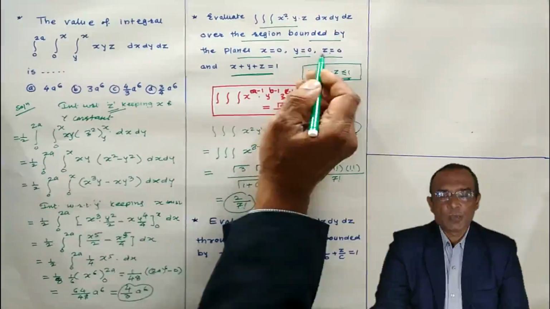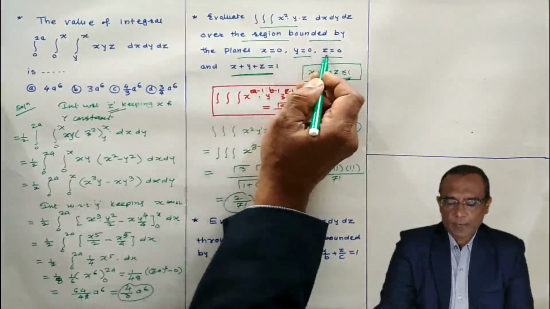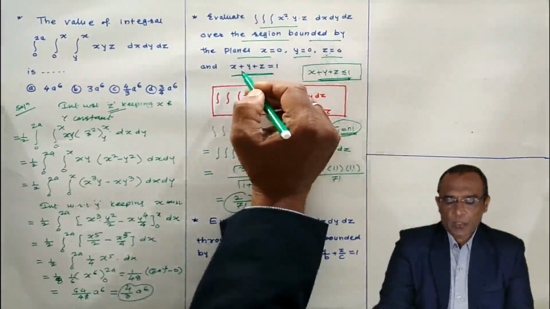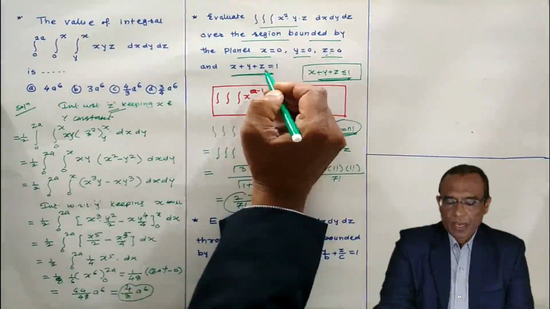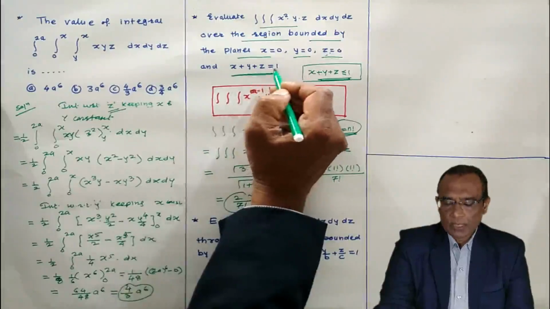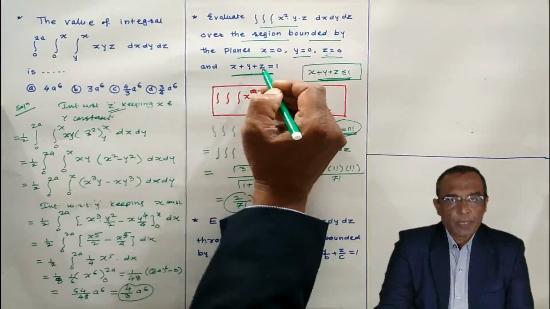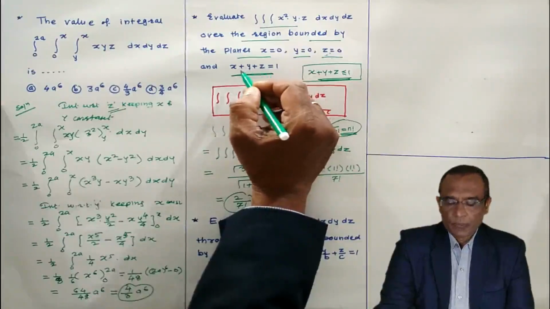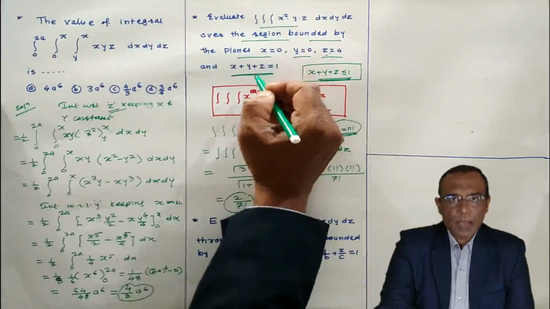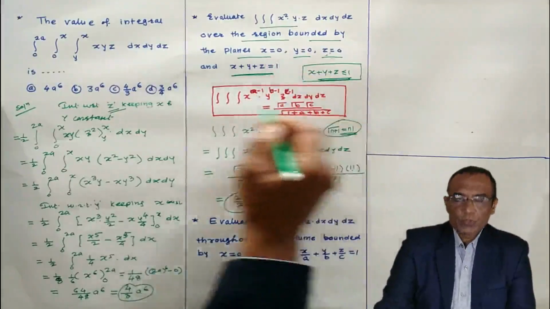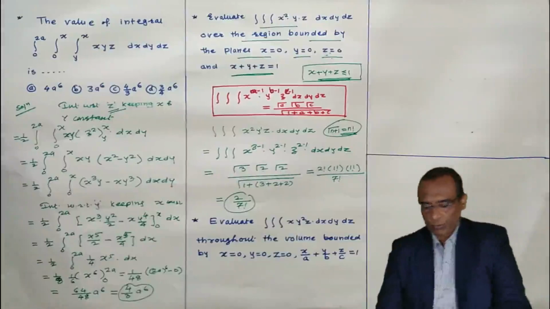Once again, the region is bounded by coordinate planes and the plane of the type x plus y plus z equal to 1. And here the important thing is that the x-intercept, y-intercept, z-intercept of this plane is 1, 1, 1 there, and if such thing happens, we can use this formula. This is the Dirichlet formula.